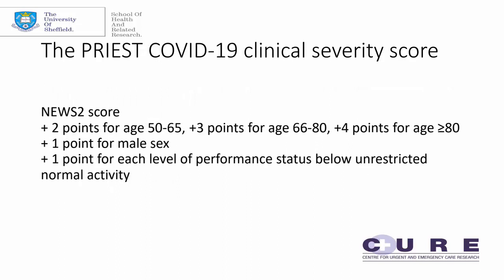So during the COVID-19 pandemic, during the first wave, we did some research on people coming to the emergency department with suspected COVID, and we developed a clinical prediction rule called the PRIEST COVID-19 Clinical Severity Score. PRIEST was the acronym for our study. It consists of the NEWS2 score that I've shown you earlier that measures various things: blood pressure, heart rate, respiratory rate, oxygen levels, things like that. And then we add on a few points for older age. We add on 1 point for being the weaker sex, being male sex, and 1 point for each level of performance status below unrestricted normal activity. So the more your ability to walk about and look after yourself is impaired, the higher score you get.